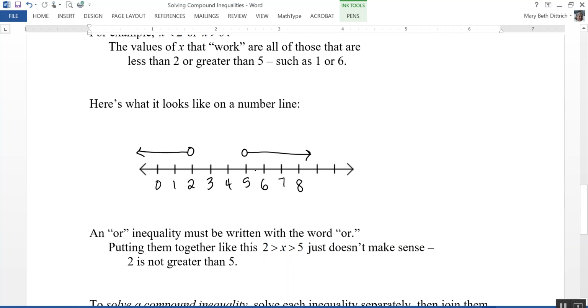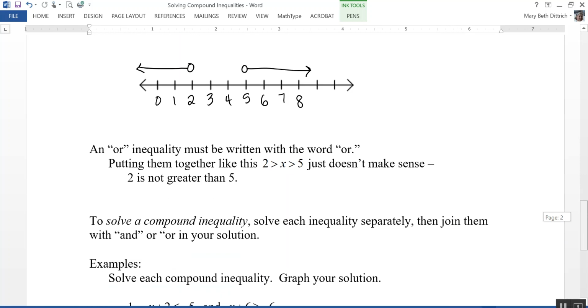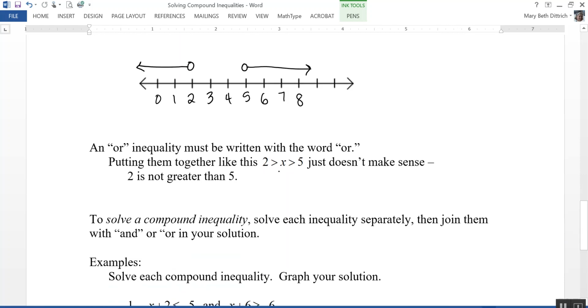An or inequality must be written with the word or. You can't put it together the way we did with an and inequality. If you were to put it together something like this, 2 is greater than x, which is greater than 5, it just doesn't make sense because 2 is ultimately not greater than 5. So an or inequality needs to be written like this. X is less than 2 or x is greater than 5. You need to leave that word or in there.